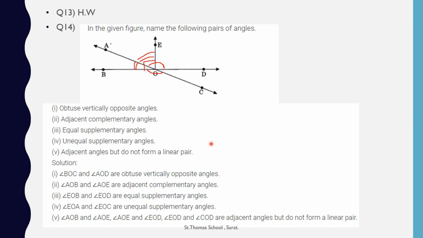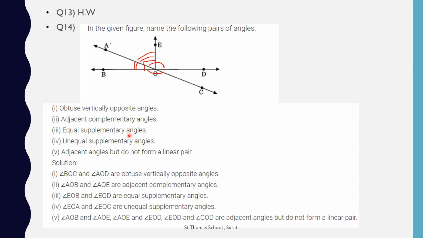Why? Because they have a common vertex and a common arm, and the two non-common arms are on either side of the common arm. We can say that these two angles are adjacent angles and their sum is 90 degrees. So what is the answer? Angle AOB and angle AOE are adjacent complementary angles. Clear?